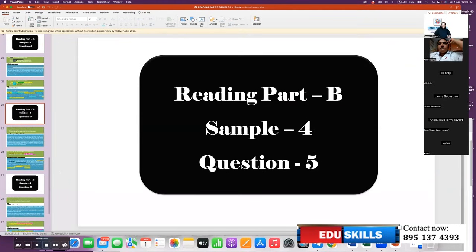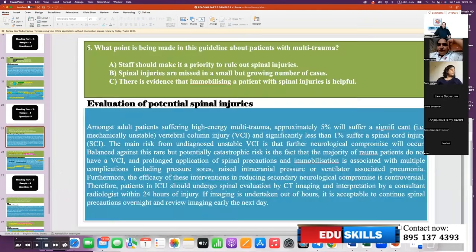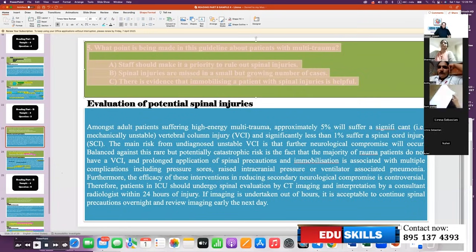Okay, now reading Part B, sample for question 5. Hope you are moving with me, right? Yes, Father. If you are tired, we can stop, no problem. No, Father. You have energy to go. Okay, come on now. You have to read.